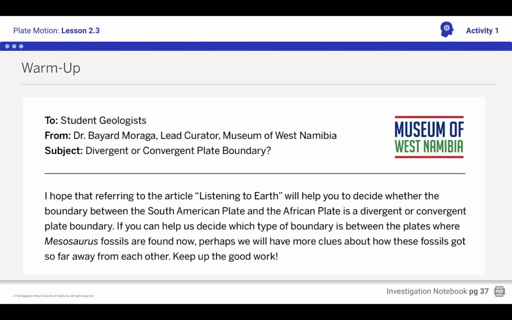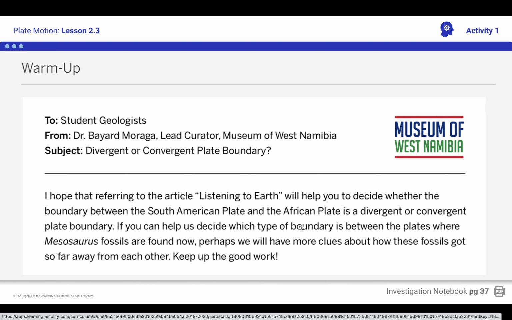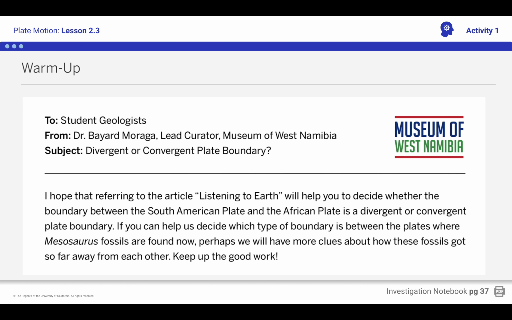The first activity we did was a warm up and just a letter from Dr. Moraga asking if we can help decide what type of plate boundaries are between the plates where Mesosaurus fossils are found. The kids just took a minute to write their ideas down. We talked about it a little bit, and then we moved on.